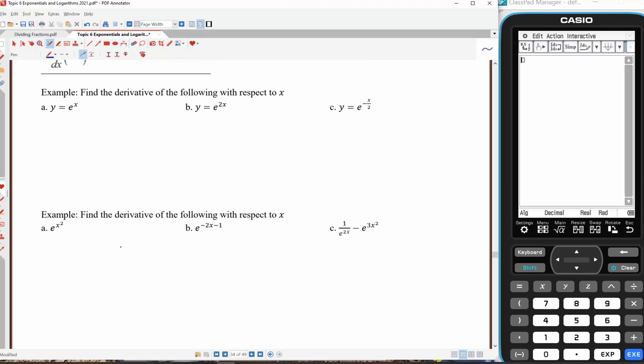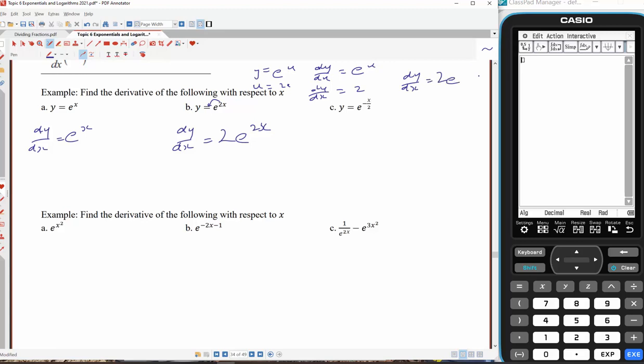Okay, so find the derivative of the following with respect to x. So this one here is a quick one, dy dx equals, yeah, it's that easy, e to the x. Alright, this one, dy dx, according to the rule, that will just come out the front. We're going to go 2e to the 2x. If you're ever worried about it, just do the chain rule on it. So you'd go y equals e to the u, u equals 2x, dy du equals e to the u, du dx equals 2. They multiply to give you dy dx equals 2e to the 2x.